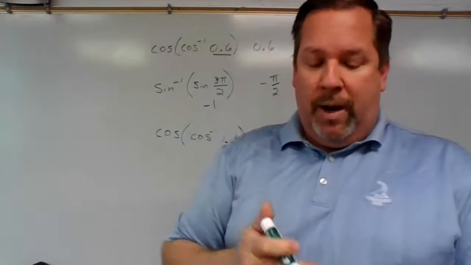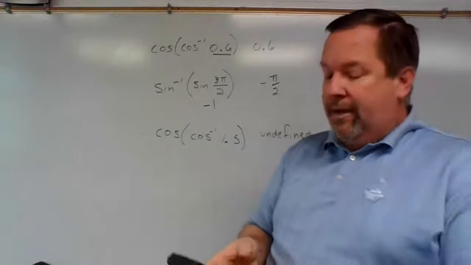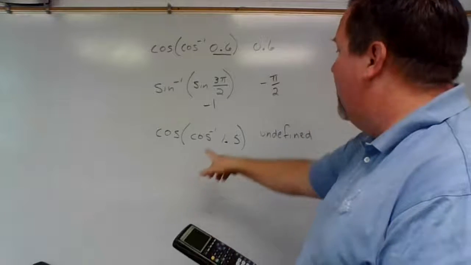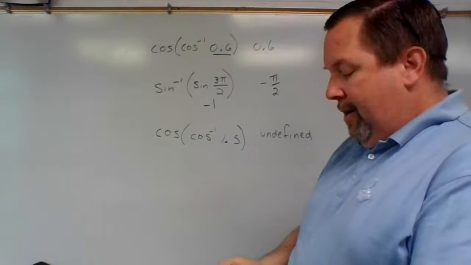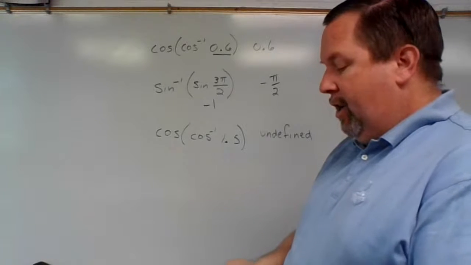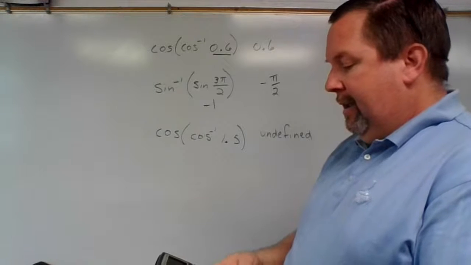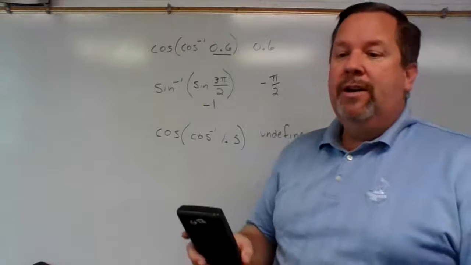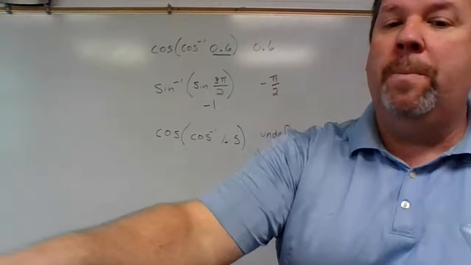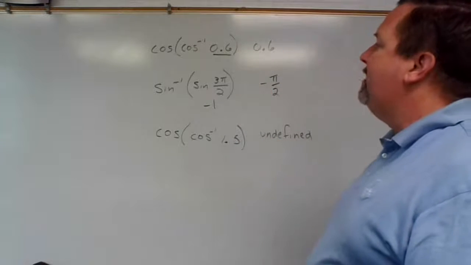And your calculator would get that, by the way. Your calculator would have an issue trying to find the angle whose cosine is 1.5. Let's put this one into our calculator. We'll say, what's the cosine of arc cosine 1.5? And it's telling you, oh, I don't like that. There's an error. Something doesn't work.